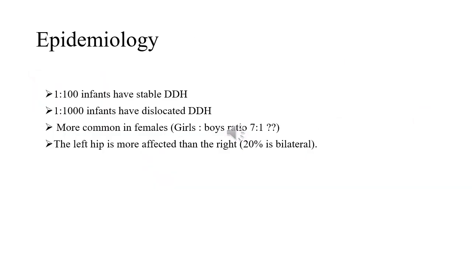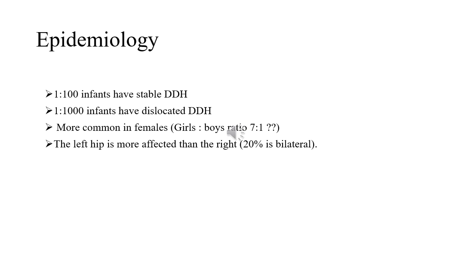This generally is a very common condition. It is one of the most common and the most important conditions in pediatric orthopedics. The incidence generally is between 1 and 2%, but most of DDH cases are pure dysplasia without instability. The incidence of full dislocation of the hip joint is 1 to 2 in 1,000.